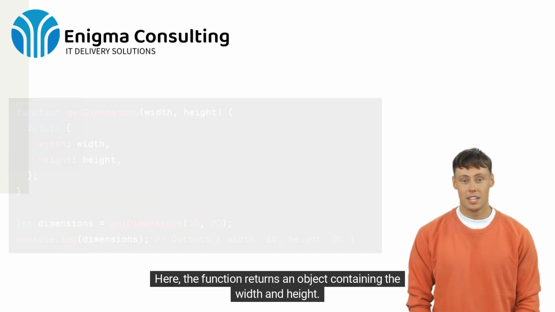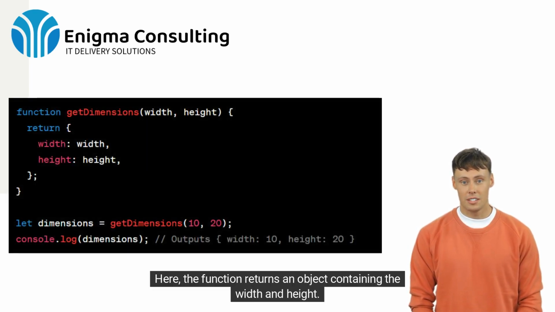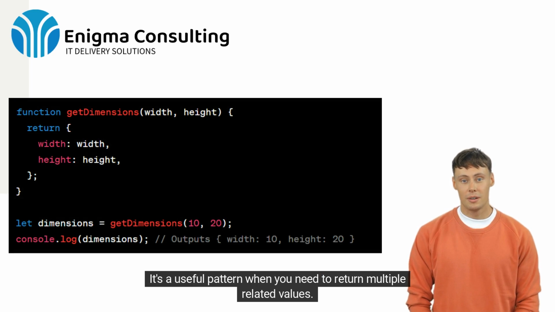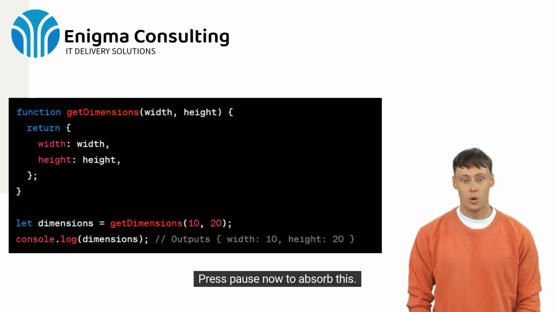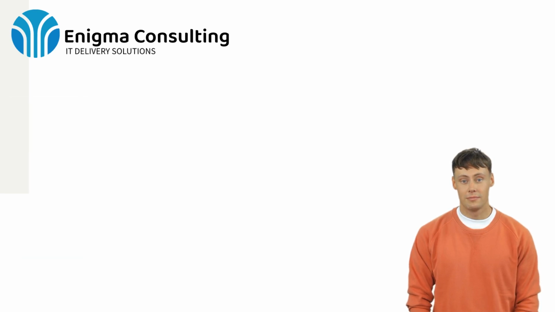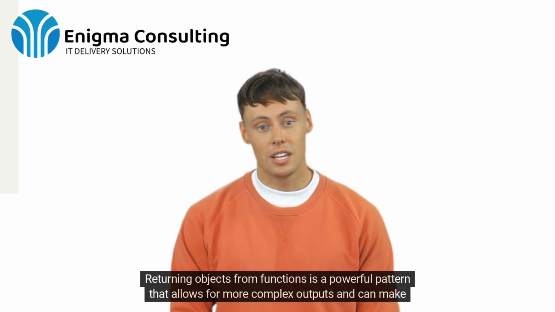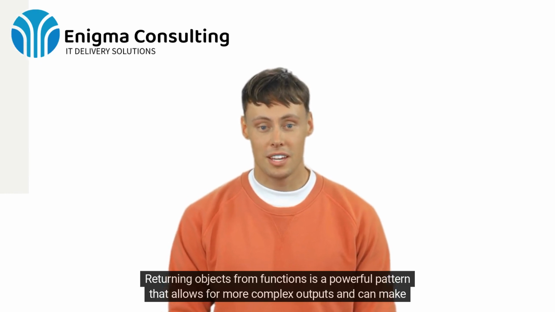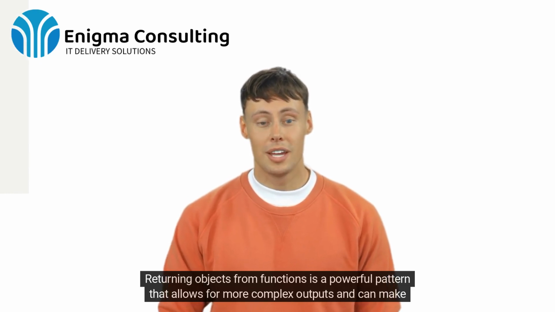Here, the function returns an object containing the width and height. It's a useful pattern when you need to return multiple related values. Press pause now to absorb this. Returning objects from functions is a powerful pattern that allows for more complex outputs and can make your code more expressive and flexible.